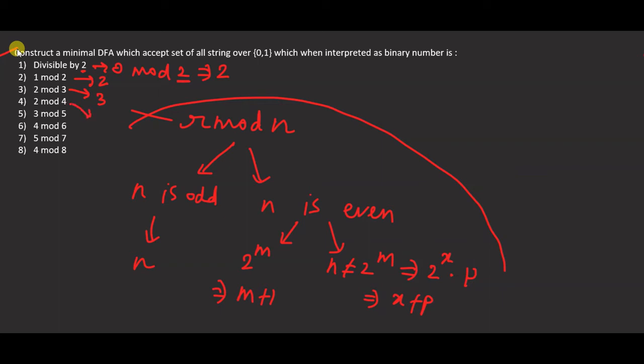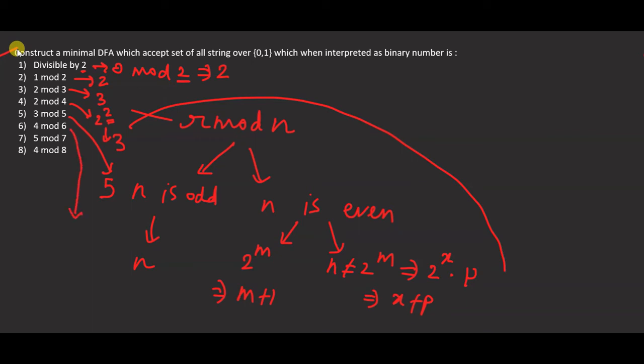Here n is equal to 4. 4 is an even number, and it can also be represented in the form 2 to the power m. So it can be written as 2 squared. So what would be the number of states? The number of states would be 2 plus 1, that is 3. Now n is equal to 5. Since 5 is an odd number, what would be the minimum number of states? It would be 5.